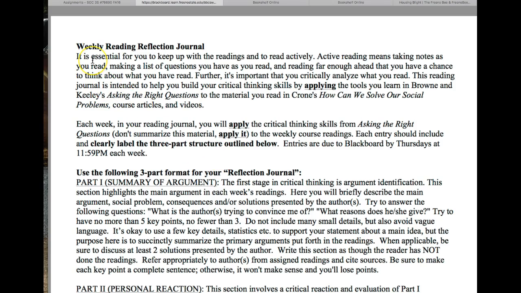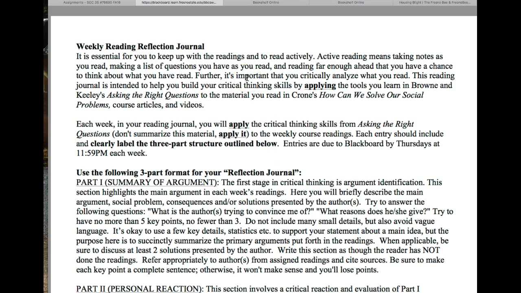So one thing you might notice right off the bat is apply, apply, and apply it. Your reading journal is your opportunity every week after you read and you reflect on the material. Then it's your opportunity to apply the learning in a written format.